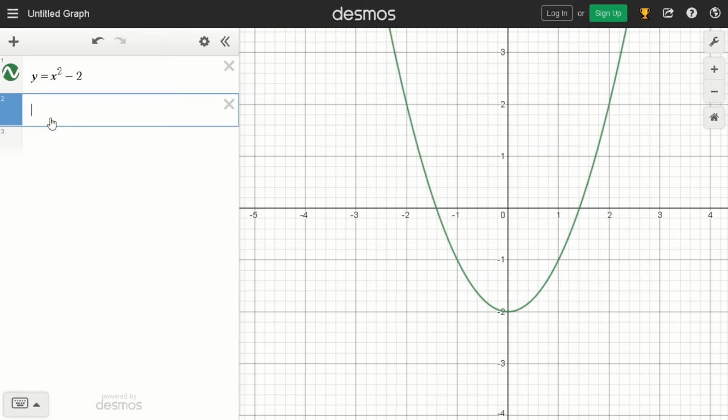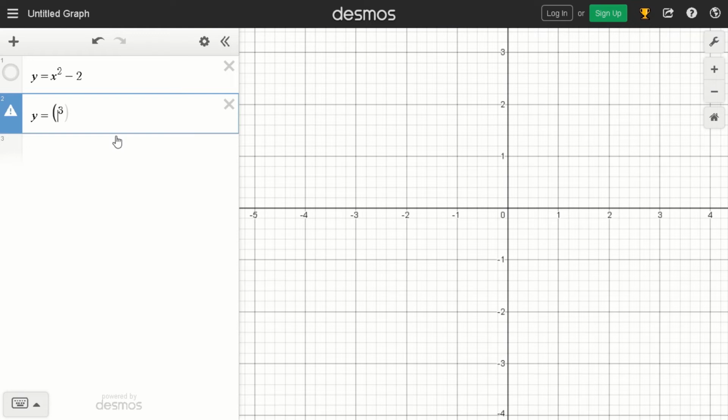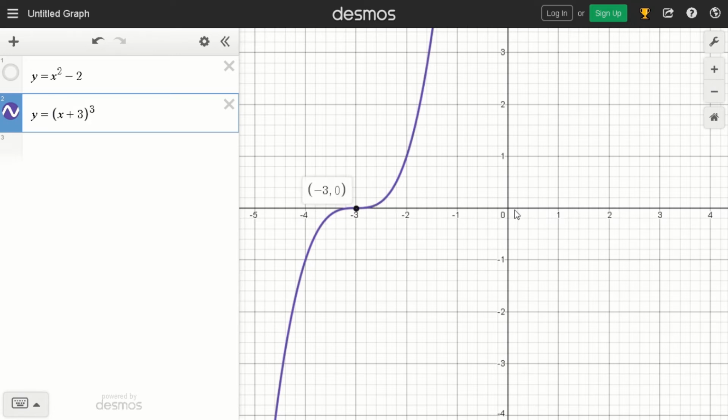Now let me have our cubic function here. So let me just remove our quadratic. This is the basic graph of our cubic function. Once again, it's similar in how it moves horizontally. When you add, x plus 3, it goes to the left. So that's your horizontal translation. It moves from the origin going there.